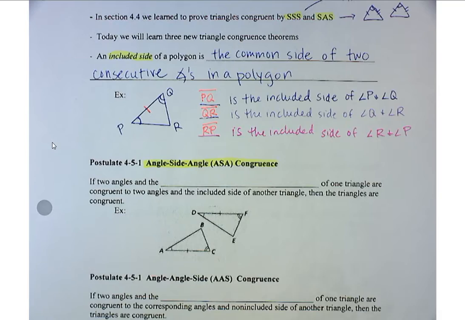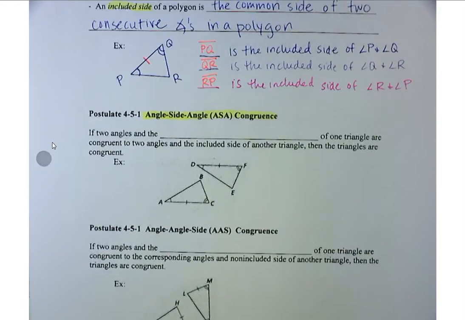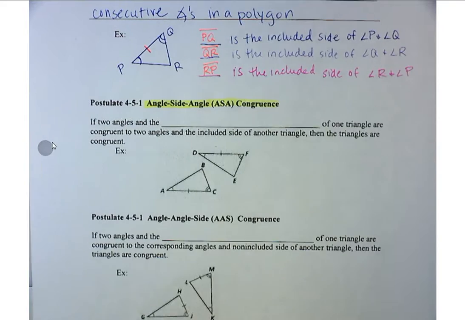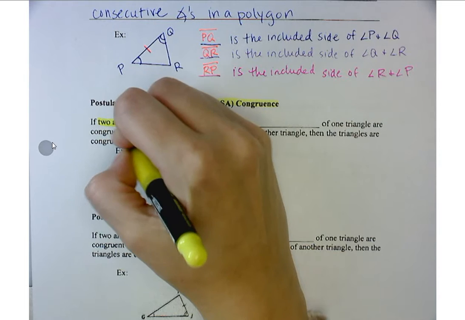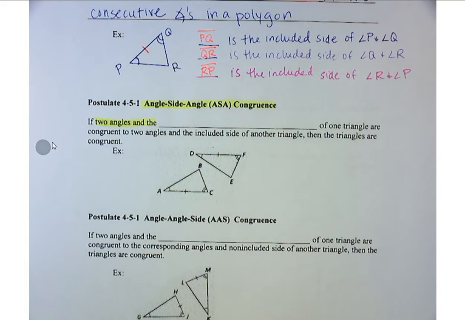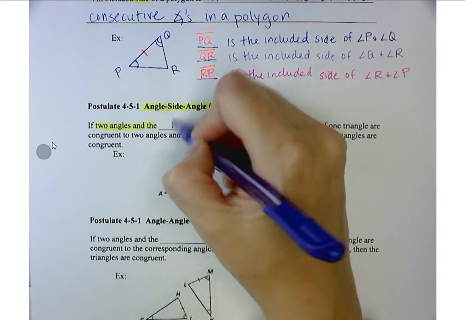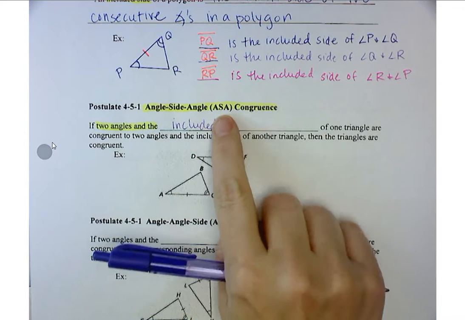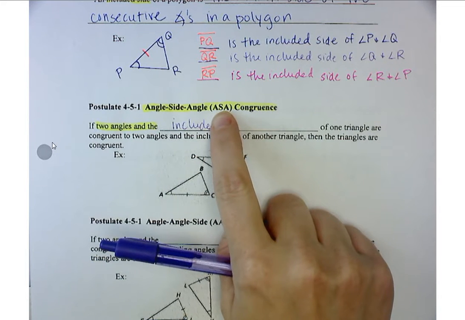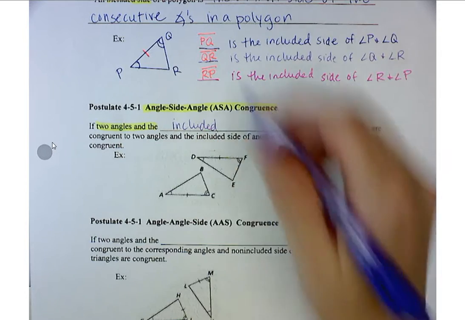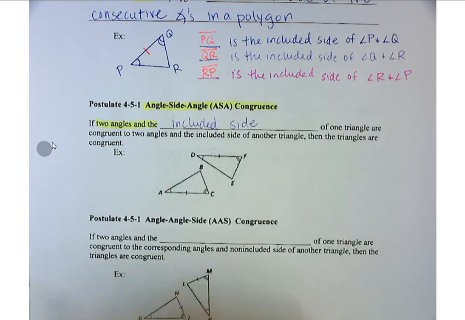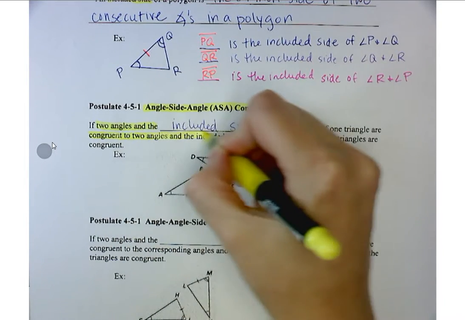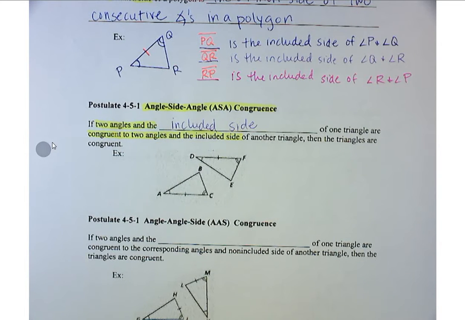Okay, so this is a postulate. You're just going to use the ASA if you're using it. So it says two angles and the... Do you guys think you know what this fill in the blank is? Side. Close. Yeah, included side. Yep. Because see how the S is sandwiched between the two A's? Okay, so that means that it has to be your included side. So two angles and the included side of one triangle are congruent to two angles and the included side of another triangle. Then we know that they're congruent.